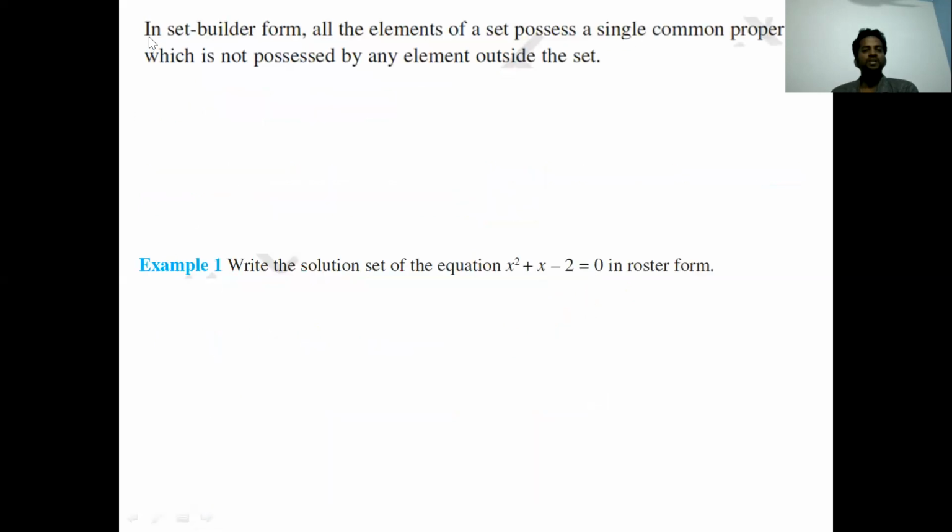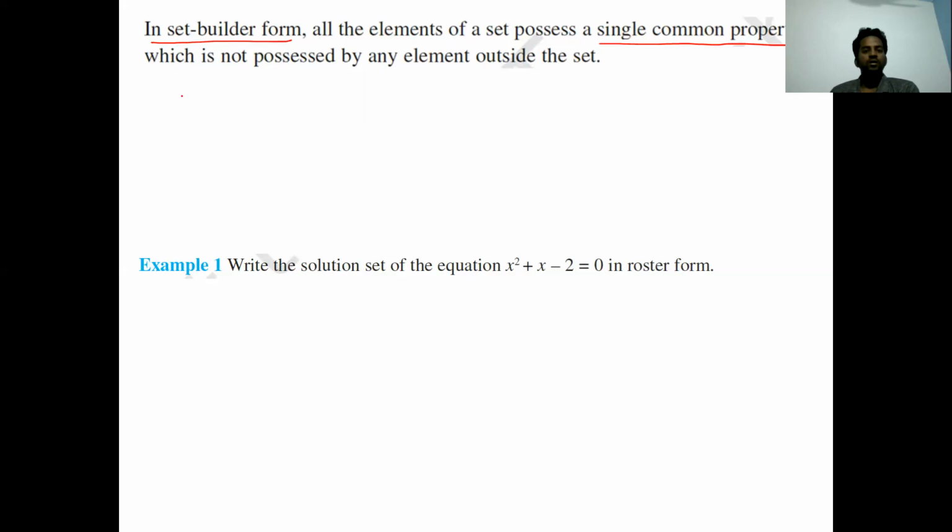See, the next one is set builder form. The first one is roster or tabular form, and the second one is set builder form. What do you mean by set builder form? All the elements of a set possess a single common property. I have to underline this one. This is important: a single common property which is not possessed by any element outside of the set.